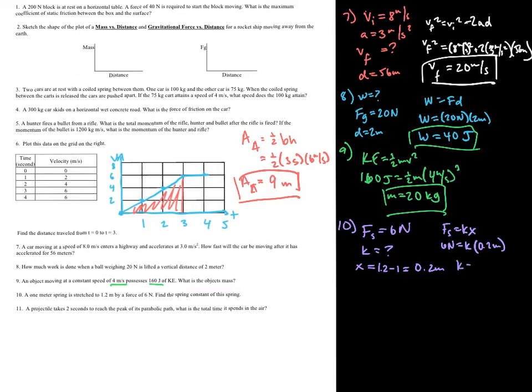Alright, you should get that K is equal to 30 newtons per meter. Number 11, straightforward. A projectile takes 2 seconds to reach the peak of its parabolic path. So 2 seconds to reach from the bottom to the top right here. If it takes 2 seconds to reach the top, then it should also take 2 seconds to reach the bottom. So the total time it spends in the air is 4 seconds.